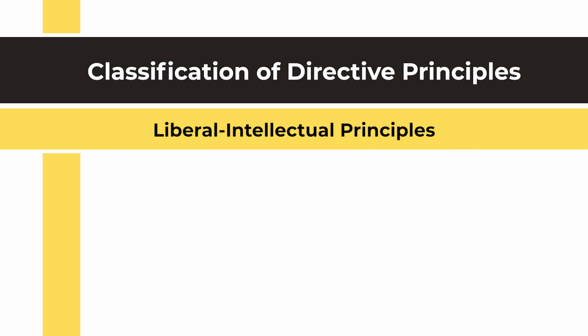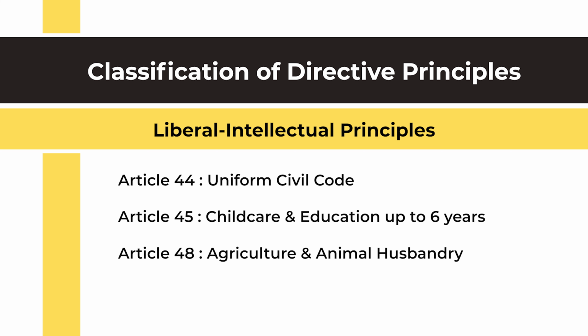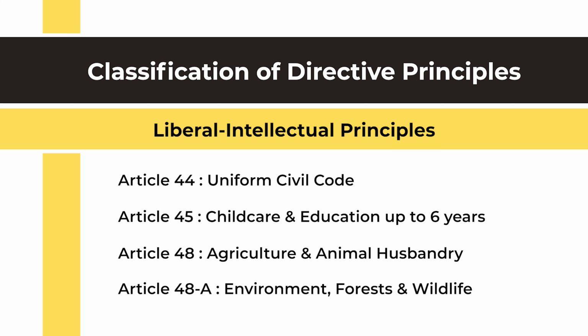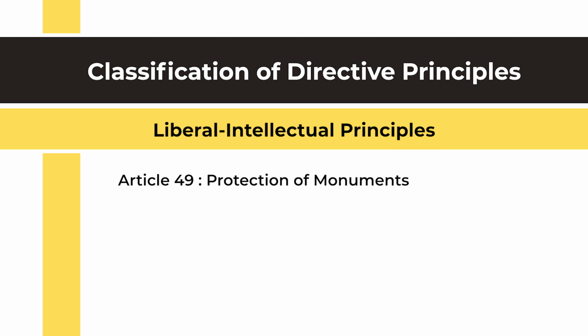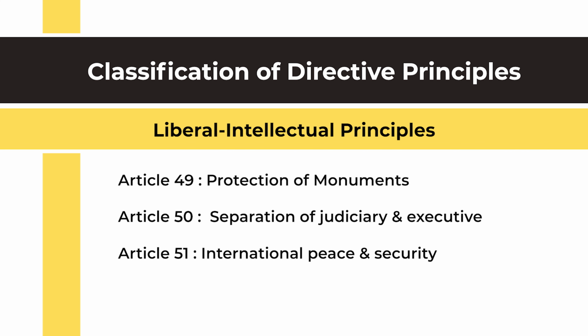Liberal intellectual principles include Article 44, that is Uniform Civil Code. Article 45, childcare and education up to 6 years. Article 48, agriculture and animal husbandry. Article 48A, environment, forests and wildlife. Article 49, protection of monuments. Article 50, separation of judiciary and executive. And Article 51, international peace and security.